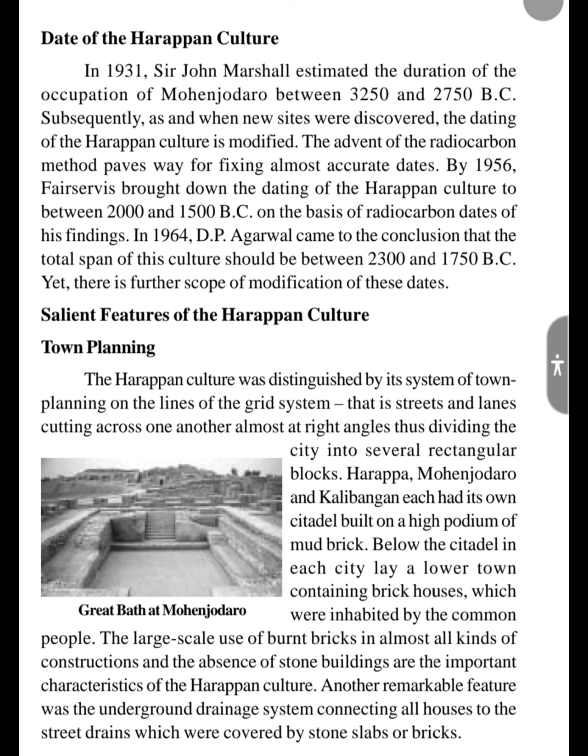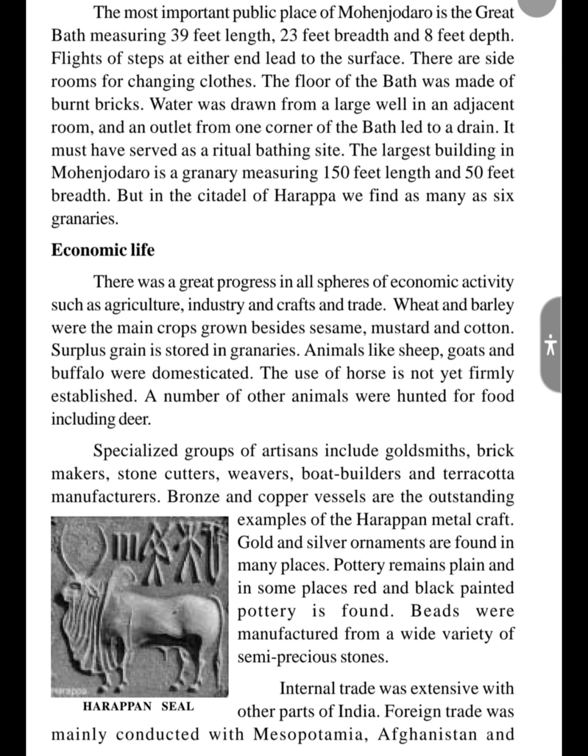Another remarkable feature was the underground drainage system connecting all houses to the street drain, which was covered by stone slabs or bricks. The most important public place of Mohenjo-daro is the Great Bath, measuring 39 feet in length, 23 feet in breadth, and 8 feet in depth.